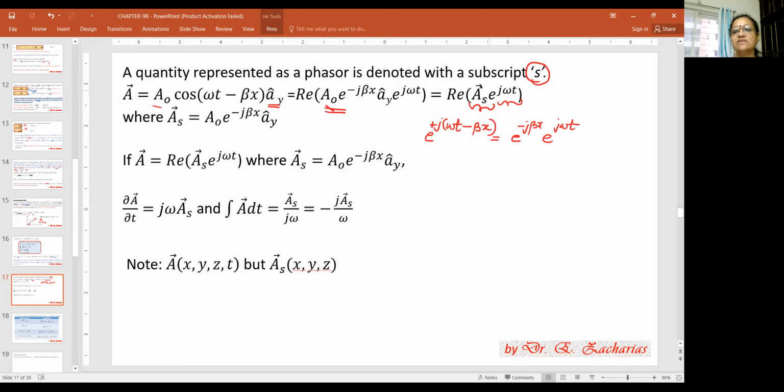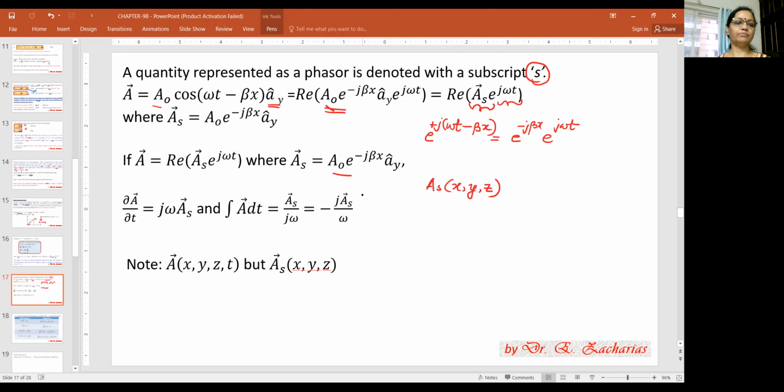So this A_s is the phasor representation, where A_s is a naught e to the power of minus j beta x. Or you can see that in a phasor representation, it will be a function of only position. There is no time involved. Time has been separated out.